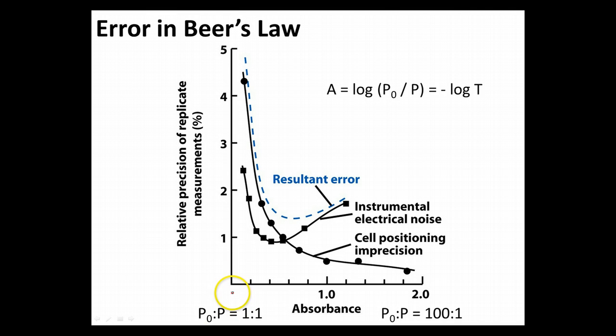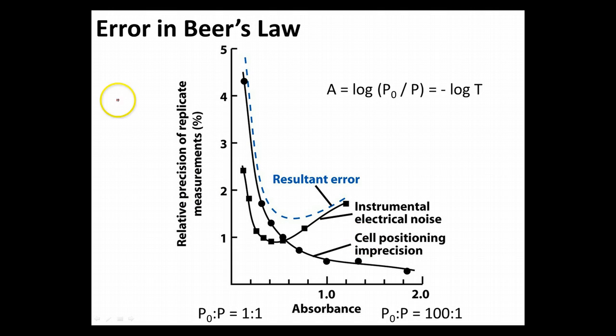Just to highlight what we're talking about, I put in the P0 to P ratio at each of those absorbances. When absorbance is 0, that means we have the 1-to-1 ratio. We divide one by the other and take the log of it. The log of 1 is 0, and so this ratio ends up being an absorbance of 0. That's a spot that we don't care a whole lot about, obviously. We have to zero it out, but after that we're not so concerned. But this will give us some idea of what kind of precision we can expect at different measurements that we would do.